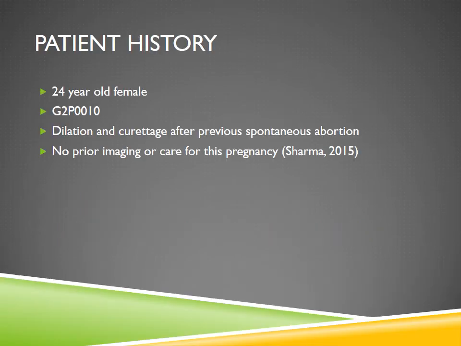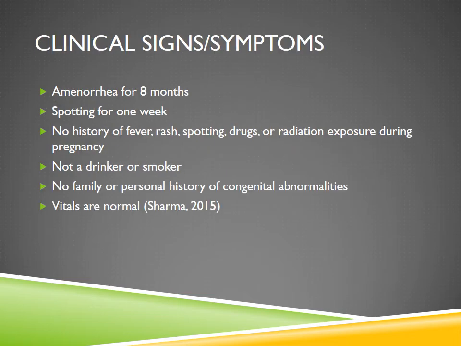The patient was a 24-year-old female on her second pregnancy with a history of one spontaneous abortion when the fetus was 2 weeks gestation, followed by dilation and curettage with no follow-up. She had not come in for any imaging or care prior to this examination. The patient came in with amenorrhea for 8 months and spotting for 1 week.